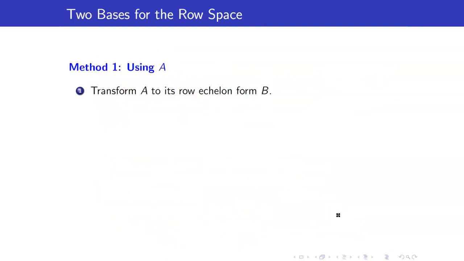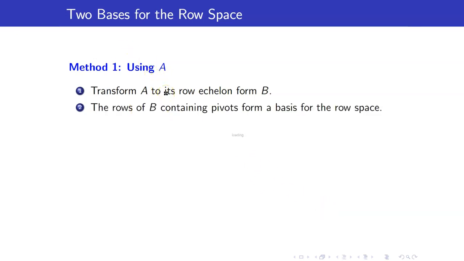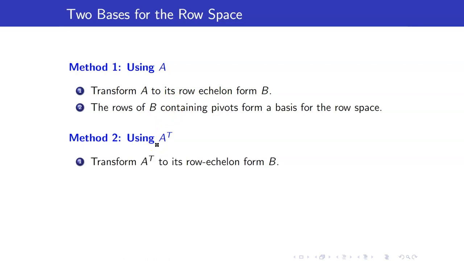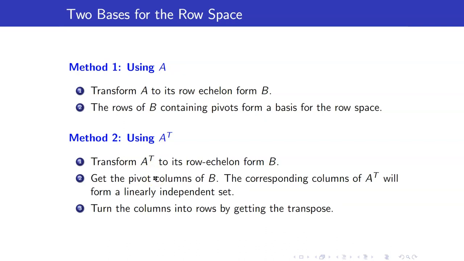Here is a summary to get two bases for the row space. The first method is using A. We transform A to its row echelon form and get the rows of B containing pivots, and those will form a basis for the row space. The second method is using A transpose. We transform A transpose to its row echelon form, get the pivot columns of B, and the corresponding columns of A transpose will form a linearly independent set, and return the columns into rows by getting the transpose.